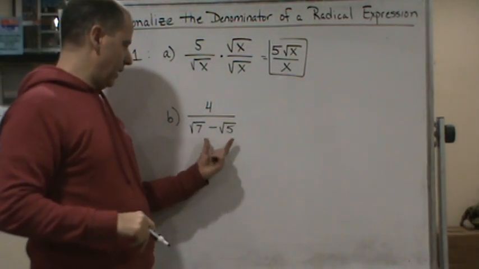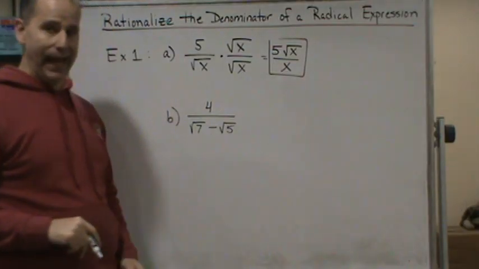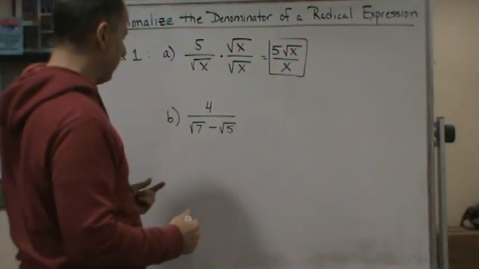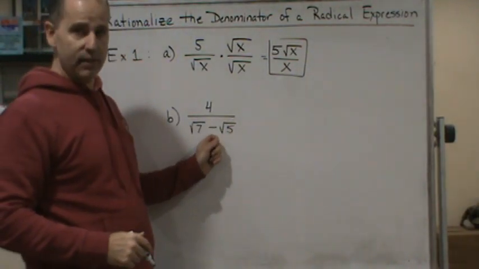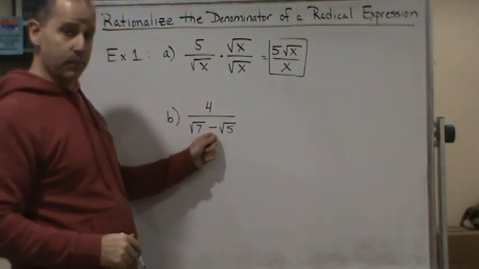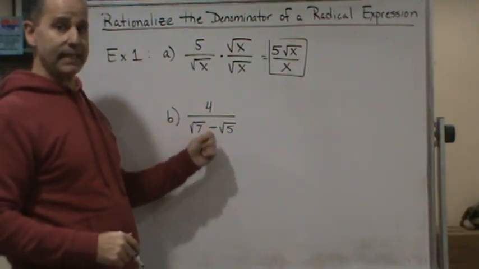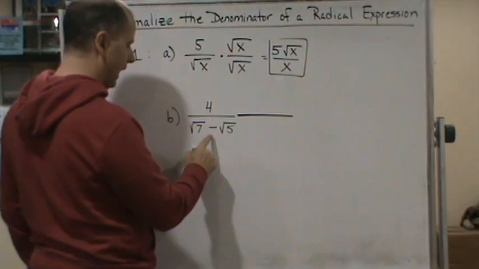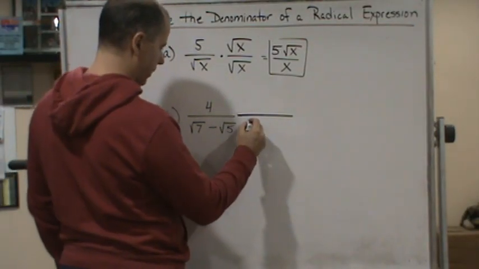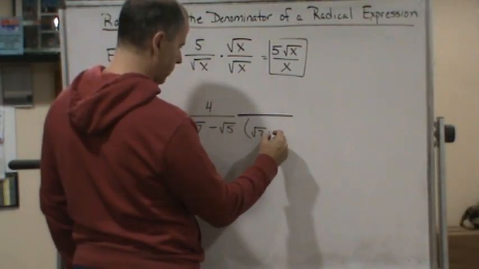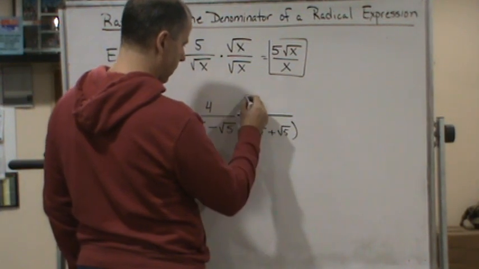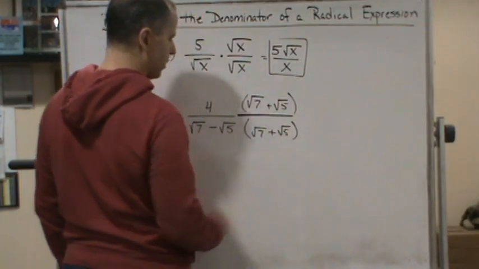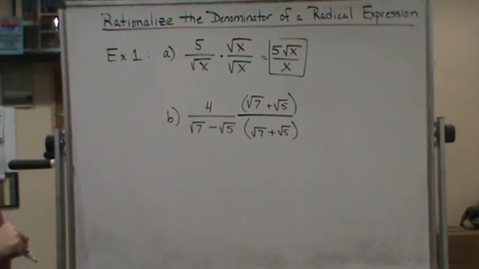Okay. Now what about this one here? Whenever you have radicals in the denominator where they're being added or subtracted, we're going to use the conjugate. The conjugate is just the opposite sign. So this is subtraction, and the conjugate would be the same except with a plus sign. We're going to multiply the top and the bottom by the conjugate of this, so it's going to be root 7 plus root 5. Again, it's just a form of 1 that we're multiplying by.